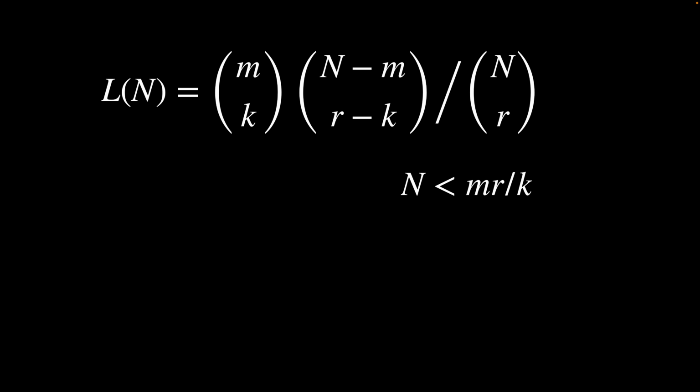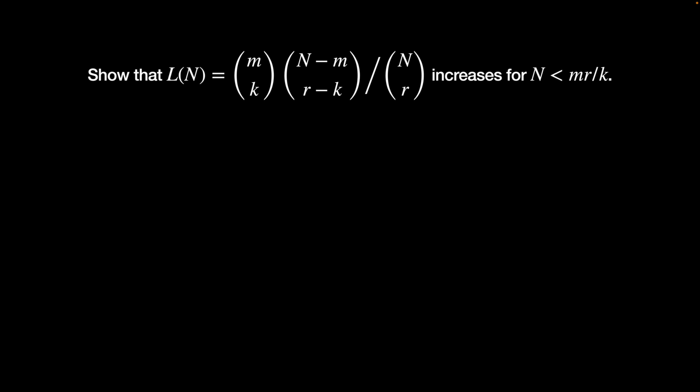Now, your first instinct here might be to try to take some derivative with respect to n. And that's not a bad instinct, right? But in this case, it's going to be a bit trickier. It is possible to take derivatives of these binomial coefficients, but it's not fun. So I'm going to show you another way to do this.